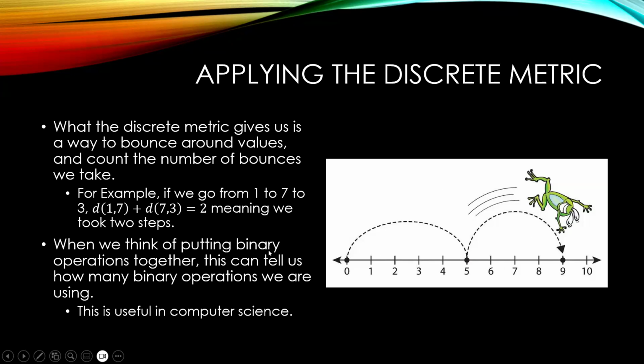When we think of putting binary operations together, this can tell us how many binary operations we are using. This is useful in computer science. The idea of error correcting codes in quantum computing is based on this idea. And so this discrete metric does have applications, even if it is a very weird way of measuring things.